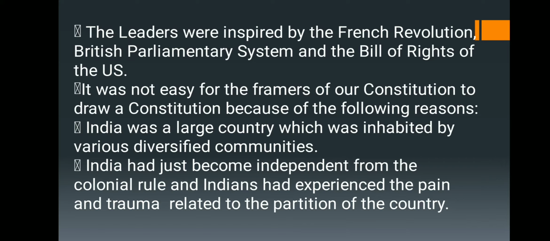Many of our leaders were inspired by the ideals of the French Revolution, the practice of parliamentary democracy in Britain, and the Bill of Rights in the United States. So they incorporated some good points of the constitutions of these very countries in the Indian constitution.